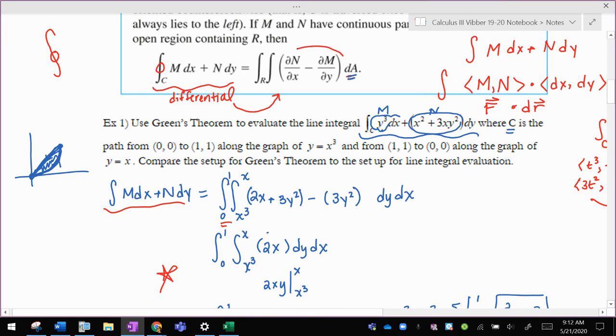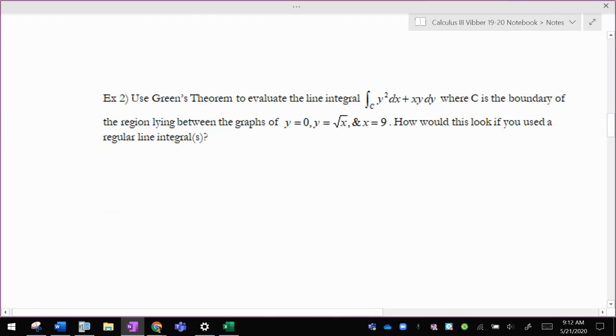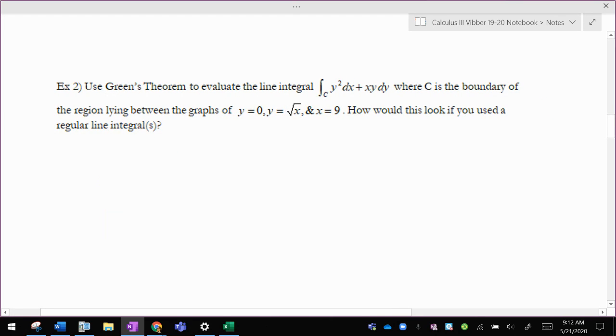Okay, so Green's theorem says you want to take N dx minus dM dy and evaluate it using a double integral. So I'm going to just do one more. I said I was only going to do one. I'm going to do one more, but just do it faster, okay?